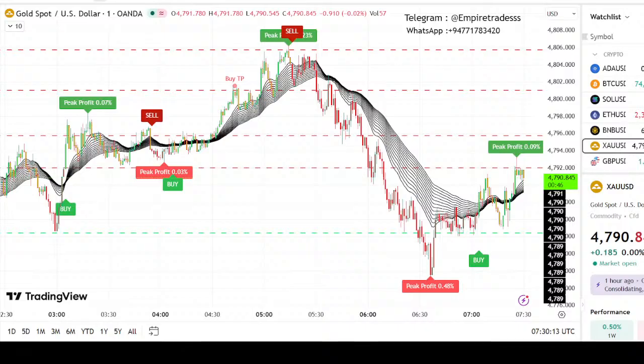Staying updated with market conditions. Keep abreast of market conditions by monitoring economic indicators, central bank announcements, and political events that can influence the forex market. Use a reliable economic calendar to track important events. Staying informed about market conditions allows you to anticipate potential market movements and adjust your strategies accordingly.